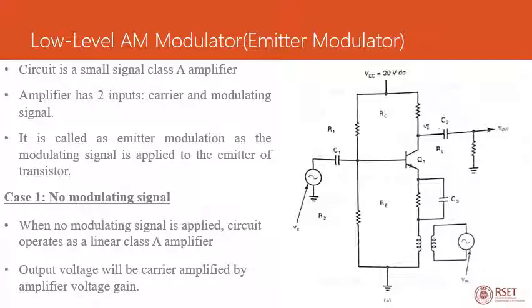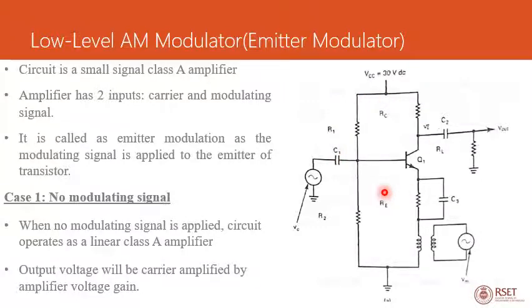So in this slide we want to discuss the operation of a low level AM modulator. This low level AM modulator is also known as the emitter modulator. This circuit is a small signal class A amplifier.